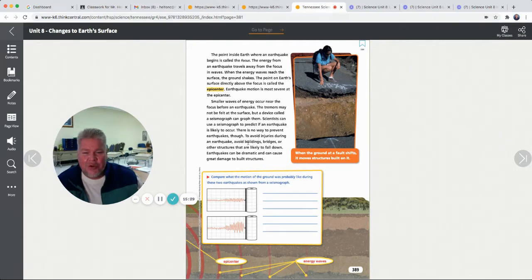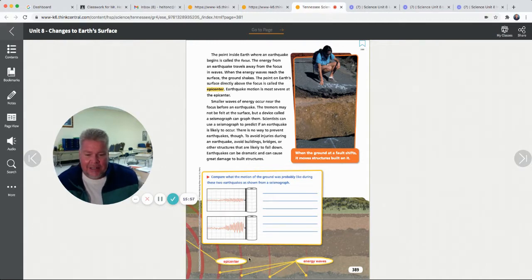To avoid injuries during an earthquake, avoid buildings, bridges, or other structures that are likely to fall down. Earthquakes can be dramatic and can cause great damage to built structures. So I know when I was in school, we should do earthquake drills. We haven't done it in a long time here at Russellville, but we would get under our desk in case a piece of the ceiling might fall when it shook. The desk would keep it from hitting us in the head, I guess.